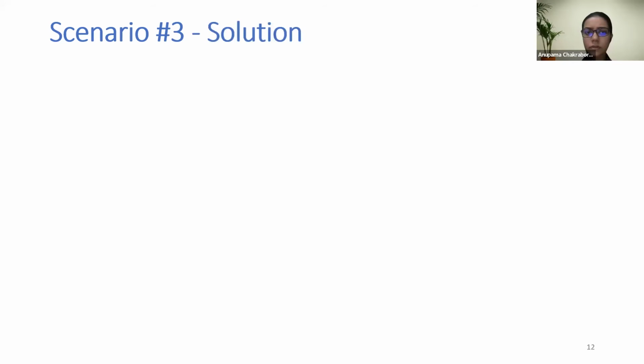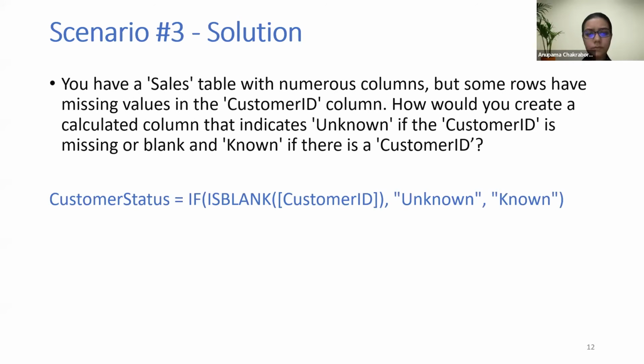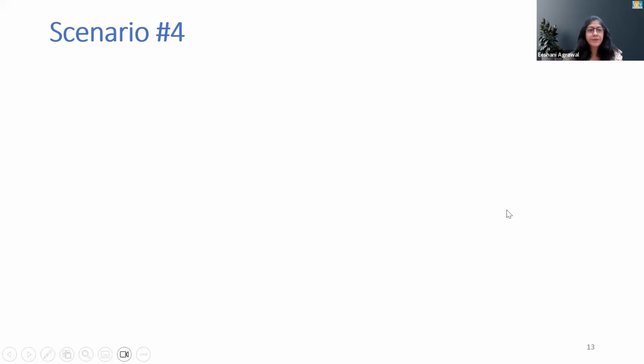Single if can do the work, or we can use the function IsBlank, right? There's a function IsBlank, and we can put it inside if. If customer ID is blank, then unknown, otherwise known will come.